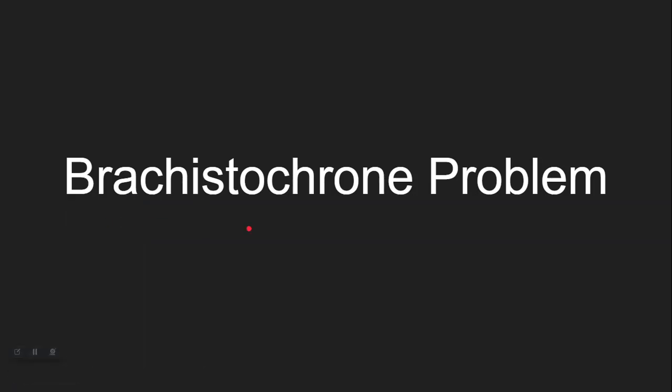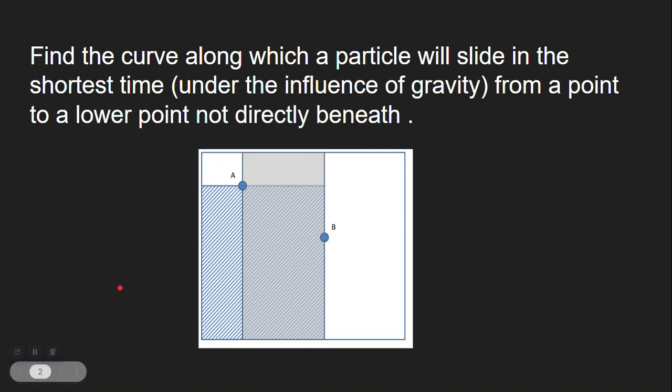Hello, so today we are going to discuss the Brachistochrone problem. Before we go into more details about the problem, let's see what the statement of the problem is. Find the curve along which a particle will slide in the shortest time under the influence of gravity from a point to a lower point not directly beneath.